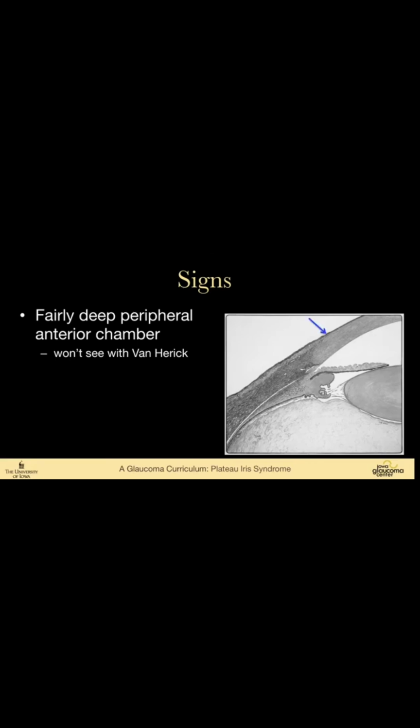So in the Van Herrick, we're bringing this light in where it first meets the clear cornea. You can see how the cornea tucks into the sclera here. And at that point, the chamber is fairly normally deep. But there's this very steep drop-off in the far periphery, as you can see here, that's characteristic of plateau iris.